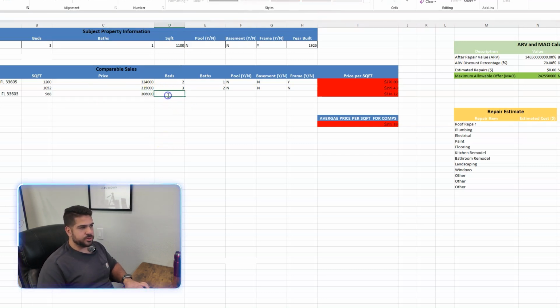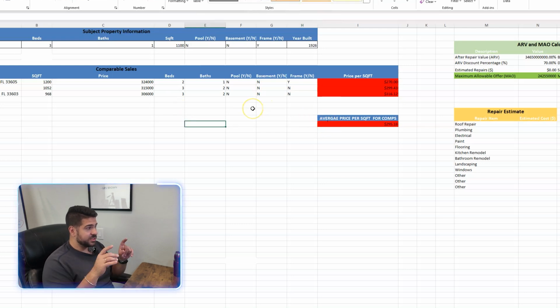So we're going to go 3 bedrooms, 2 bathrooms, and it didn't have a pool, didn't have a basement, and it was not framed. All right, so this one particularly sold for $316 per square foot. Again, why is that? So hard to say, right? Maybe because this one was on the main road. There could be many reasons why, but that's why we always take an average of the comps, right?